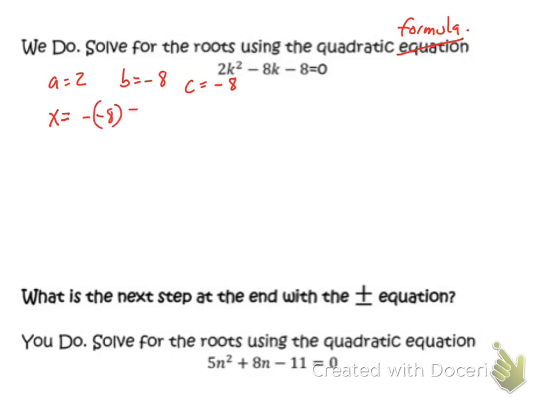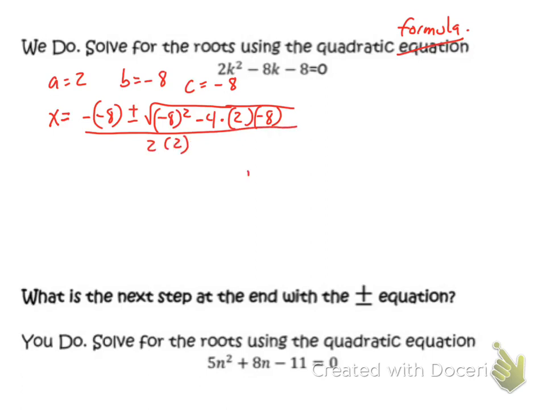-8 plus and minus the square root of -8 squared minus 4 times 2 times -8, all over 2 times 2. Okay, that's all our a, b's, and c's in. Now we're going to go ahead and simplify.